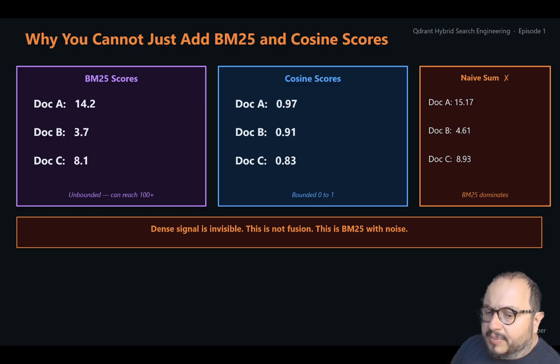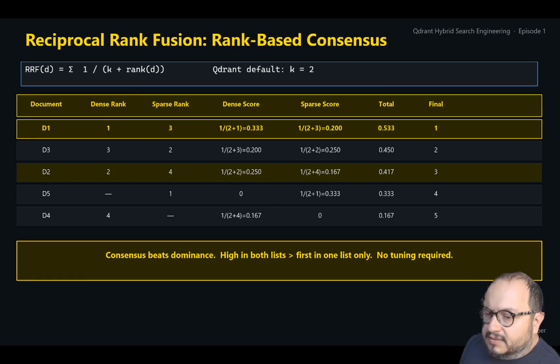First, Reciprocal Rank Fusion. The default, and for most cases the right choice. Reciprocal Rank Fusion, RRF, solves the scoring problem by ignoring the raw scores entirely. It uses rank positions. Here is the formula. For each document, its RRF score is 1 divided by k plus its rank position, summed across all retrieval lists.